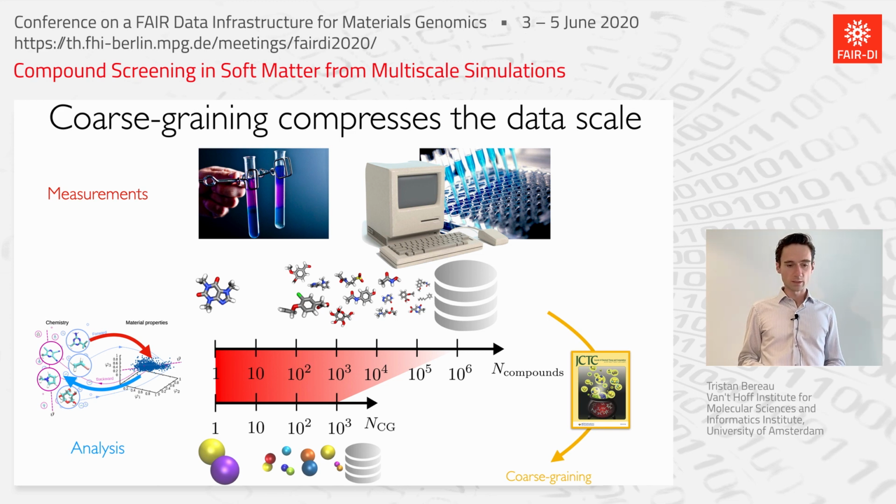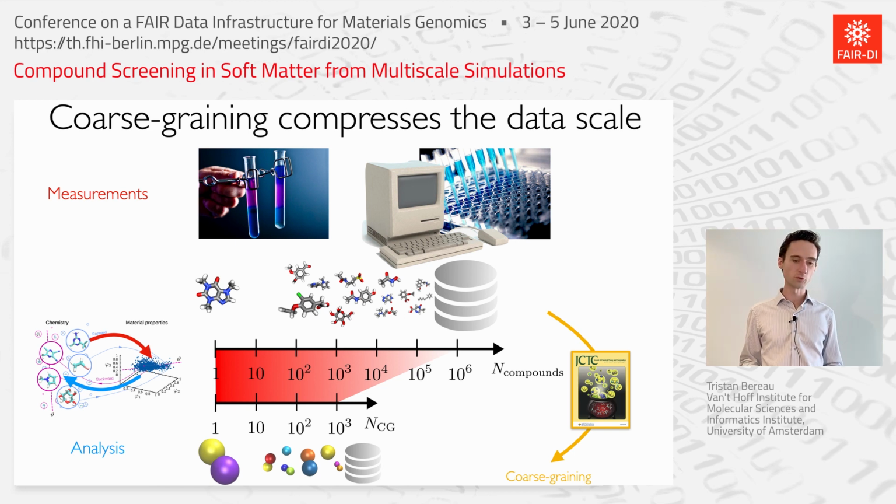So in the end, using coarse graining allows us to compress this data scale, right? Instead of the original data scale for compound screening, coarse-graining allows us to reduce it, meaning that we can work with much fewer coarse-grained representations to then have a representation of this large chemical space. The way we do this is we take large databases of compounds, we coarse-grain every single one of them, and we see where they end up, and that allows us to map these spaces.